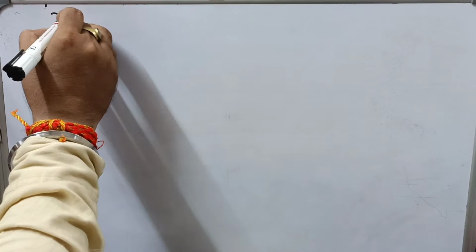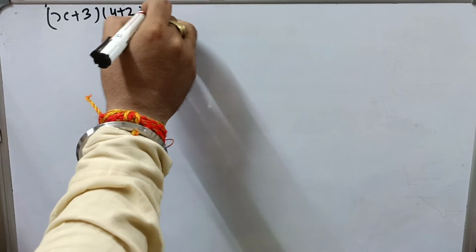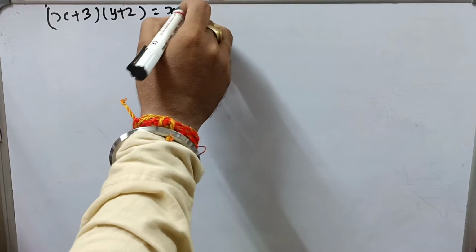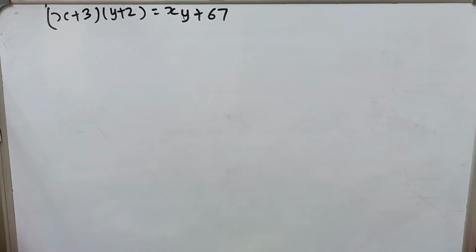Now we are taking condition 2. What is condition 2? If we increase the length by 3, it means (x + 3)(y + 2) = xy + 67. This is the second condition.